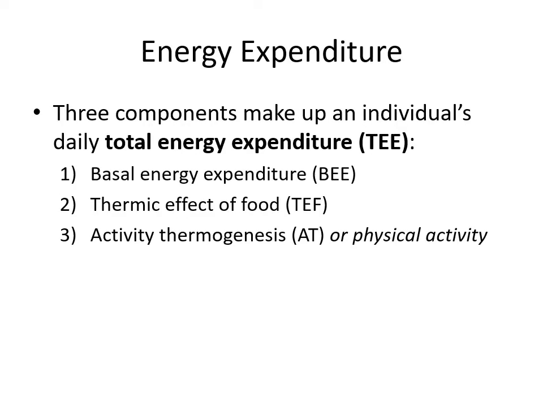Looking at our energy expenditure, three components make up an individual's daily total energy expenditure, or TEE. We have basal energy expenditure, the thermic effect of food, and activity thermogenesis, or physical activity. Technically there are some other pieces in here, so we can look at non-exercise activity thermogenesis, which is like a subcategory. It doesn't include organized exercise, but what we're looking at is homeostasis, food breakdown, and then moving around.